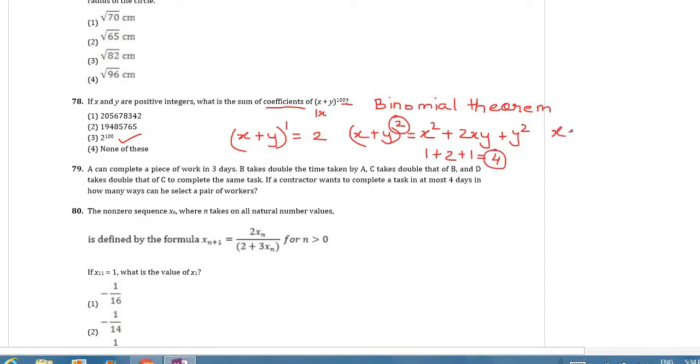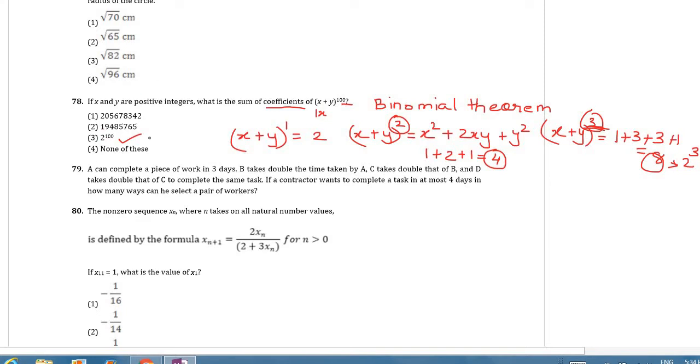Similarly, you can prove that when this is x plus y the whole cube, the sum of coefficients is nothing but 1, 3, 3, 1. That's 8. So when this is 3, this is nothing but 8, which is actually 2 cube. So the sum of coefficients is nothing but 2 raised to n, where n is the power of x plus y. So here the power is 100. So the answer is this.